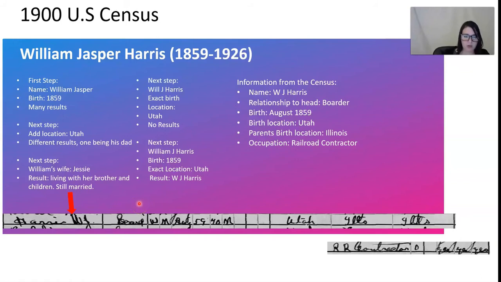So he moved to Wyoming to work. I also know his birthday's in August. I also know he's born in 59. I also know he was born in Utah, and his parents are both from Illinois. And then this is what I found. He's a railroad contractor. And so he's out in Wyoming working on the railroad. So I thought, well, that's interesting.